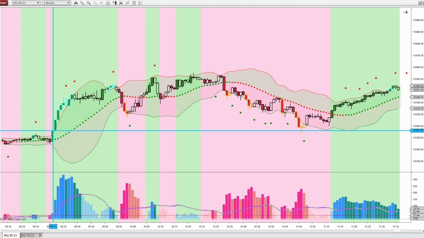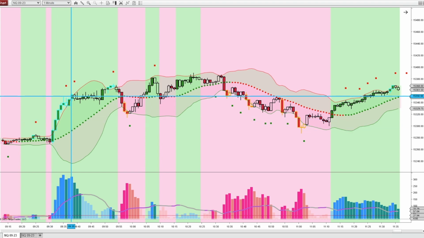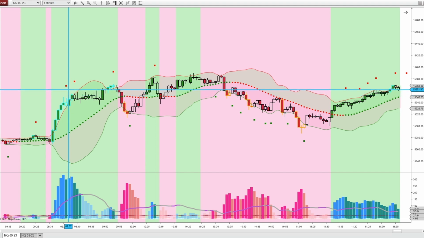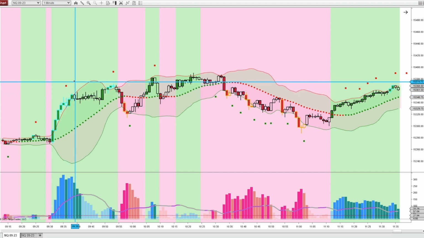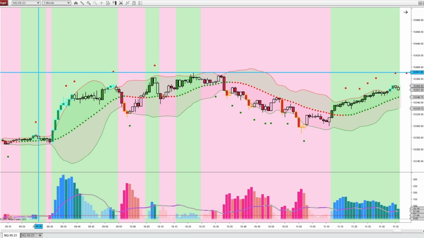So that was a great area to get long in. Price went up 50 points in just a few minutes there. So now we're getting these red squares from the WA explosion, alerting us of a potential trend slowdown.